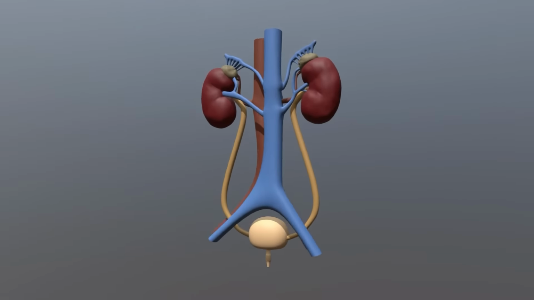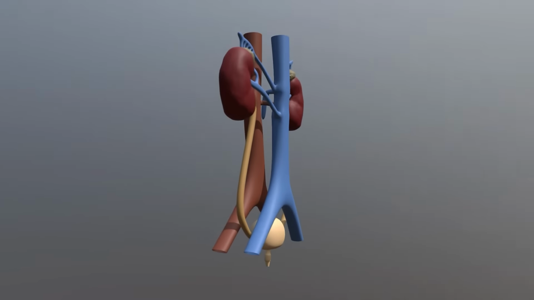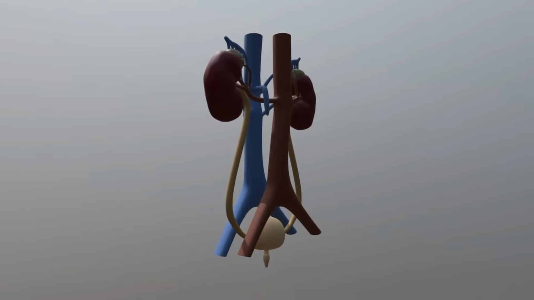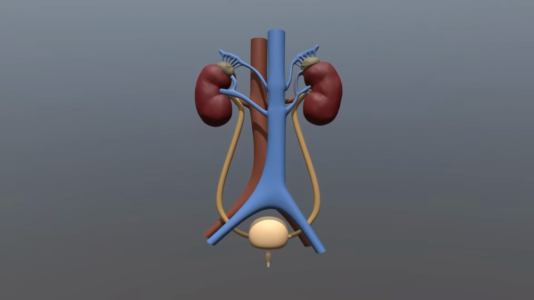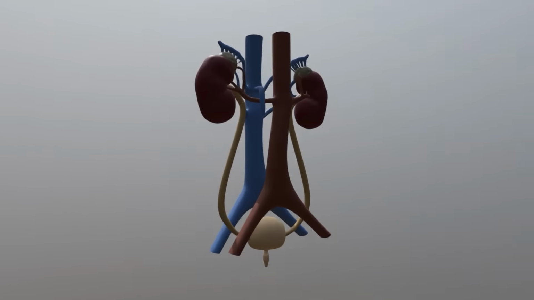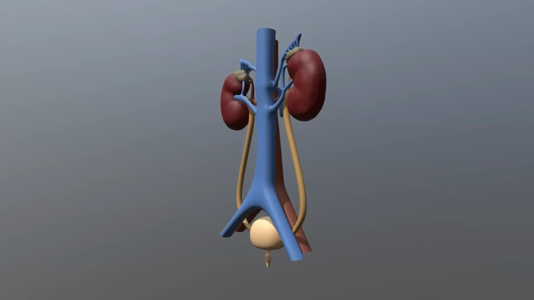The urinary system. The urinary system, also known as the renal system, is responsible for filtering the blood, removing waste products, and regulating the body's fluid balance. The main organs of the urinary system include the kidneys, ureters, bladder, and urethra.